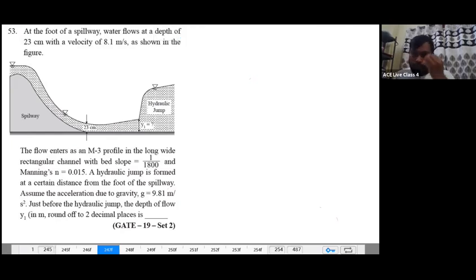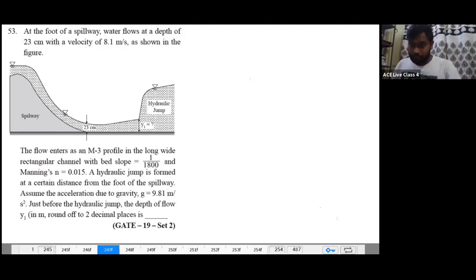Yesterday we discussed the hydraulic jump, and I asked you to solve this question. It is a previous GATE question, GATE 2019 Set 2. Now let's see how to solve it. At the foot of the spillway, water flows at a depth of 23 centimeters with a velocity of 8.1 meters per second.